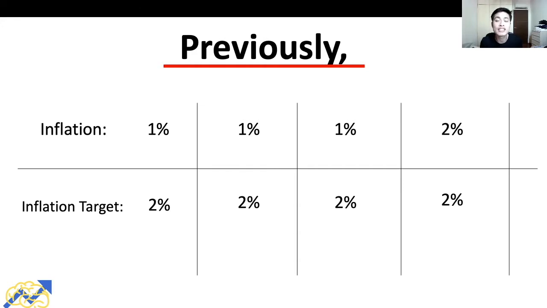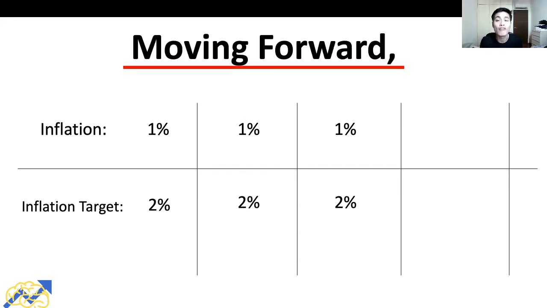But this was in the previous fixed inflation target goal. However, moving forward, the Fed has shifted its stance from a fixed inflation target to a more flexible inflation target. Using the same example as before, let's say that the actual inflation is 1% for year 1, 2, and 3. Under the Fed's new inflation target, its inflation target for year 4 would no longer be 2%. Instead, it would be 5%.